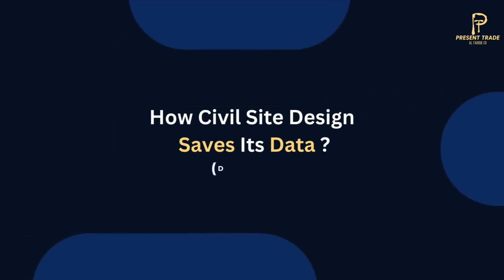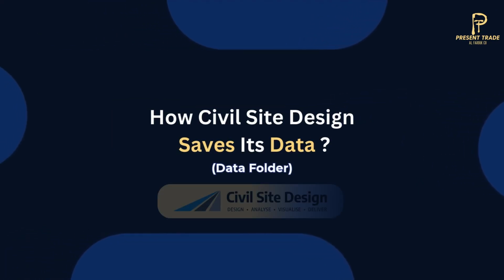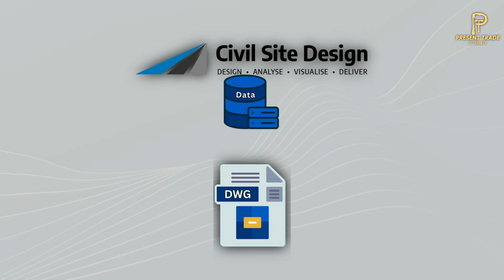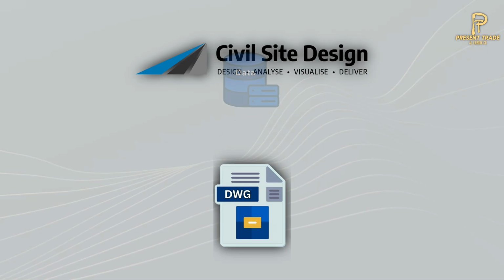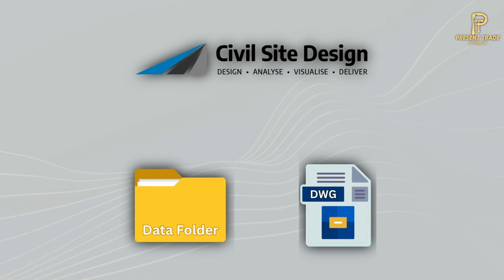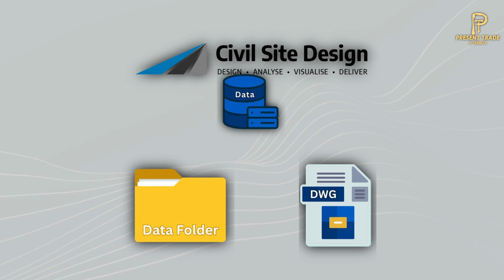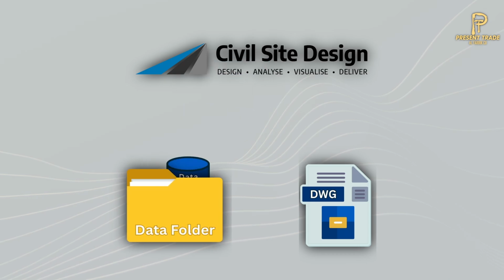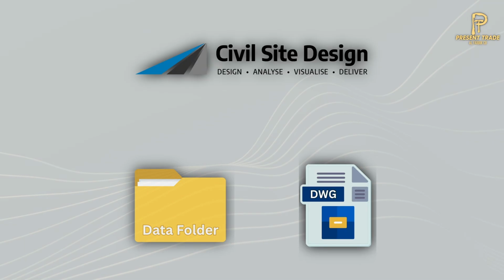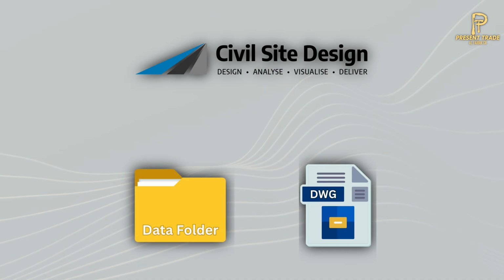Welcome to this Present Trade tutorial on how Civil Site Design stores project data and why the Data folder is so important. Civil Site Design doesn't store all design information directly inside the DWG file. Instead, the software creates a separate folder called the Data folder, where it saves everything related to your road design. This means the DWG file and the Data folder always work together. So if you copy the DWG file alone without the Data folder, the CSD design will disappear.